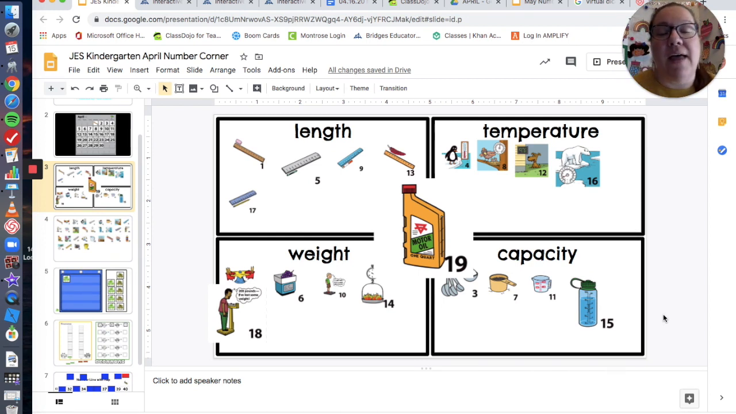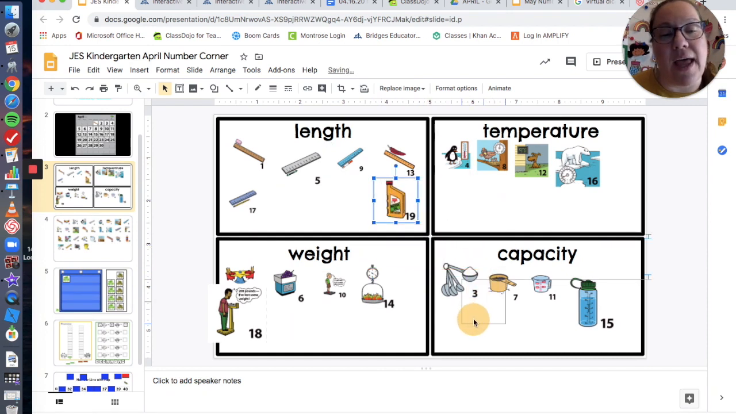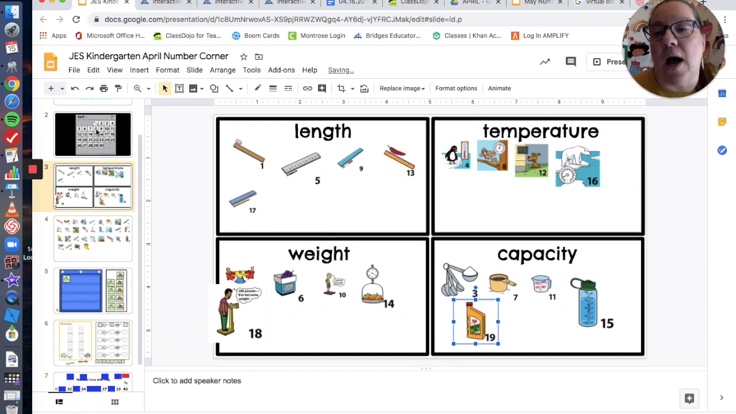So motor oil, and how we measure motor oil is by quarts. So this is a quart of motor oil, and that's how much oil, which is a liquid, is in this bottle. And so it actually is measuring capacity. So how much is in that bottle? Excellent job. All right, one more.